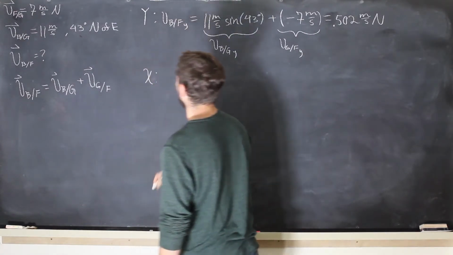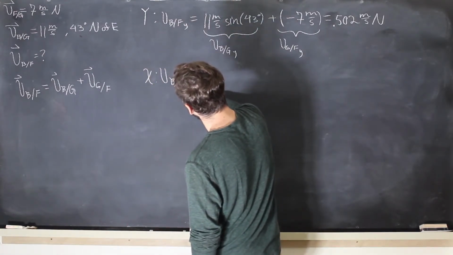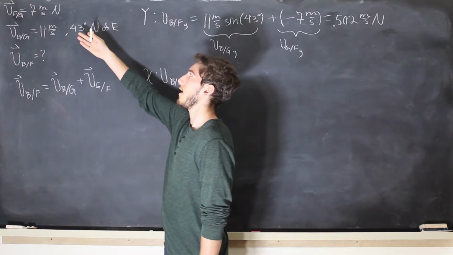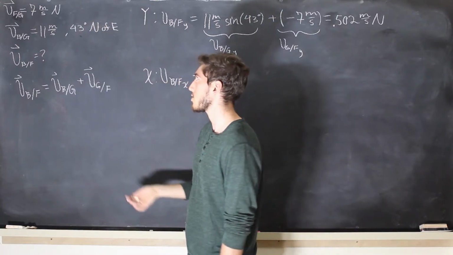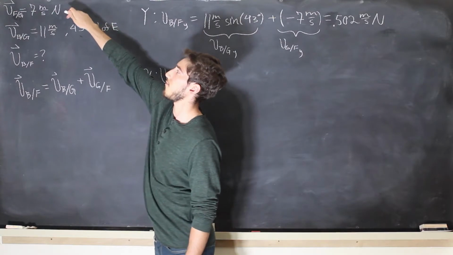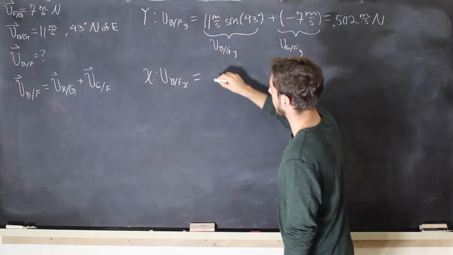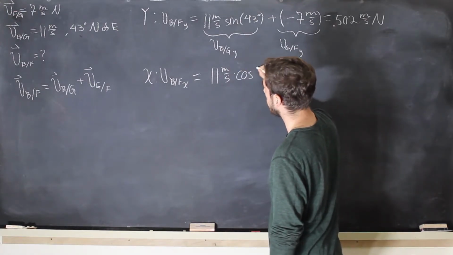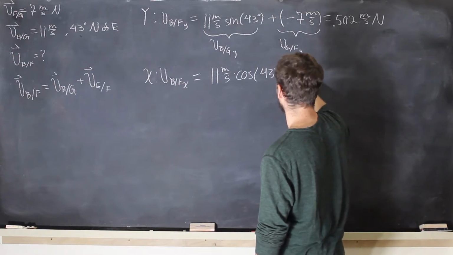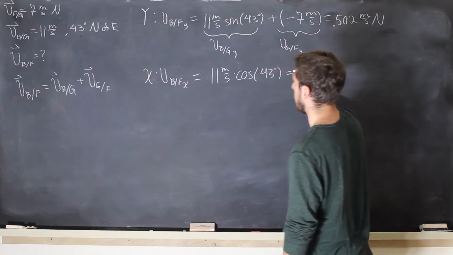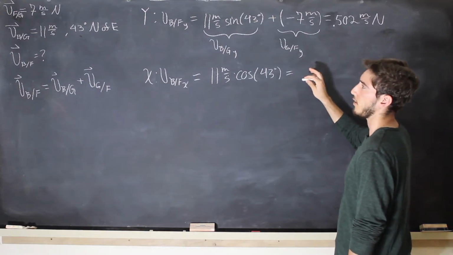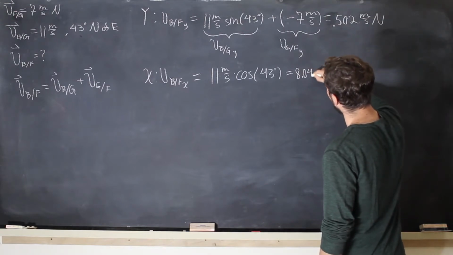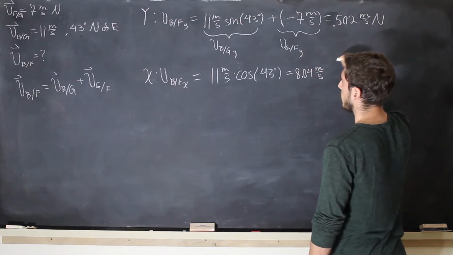Now we need to solve it in the x. So v ball friend in the x. Of course, the ground does not have a velocity in the x direction, or in the east or west direction. So we're just going to disregard this velocity completely. What we're going to have left is 11 meters per second times cosine of 43 degrees, because that is how you calculate the x component of a vector when you have the magnitude. And it's going to be equal to approximately 8.04 meters per second east.